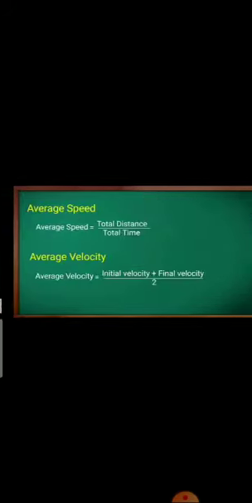Next, speed and velocity. The distance traveled by a body per unit time is called speed, while the displacement traveled per unit time will be called velocity. Speed is a scalar quantity, velocity is a vector quantity. Speed is always positive, velocity can be positive, negative and 0. But the common thing between speed and velocity is that both have the unit meter per second.